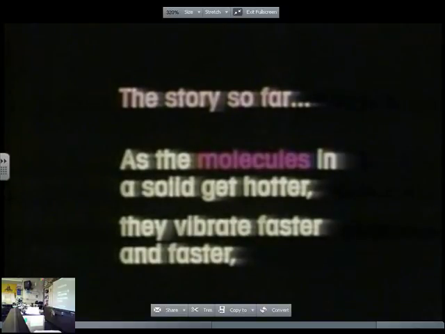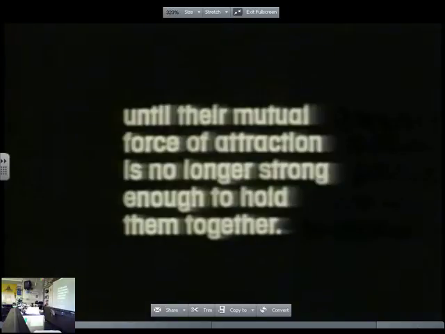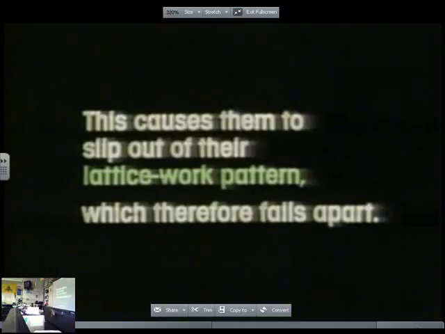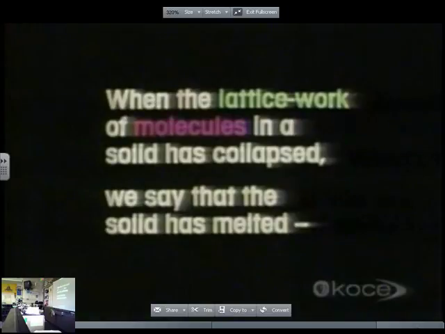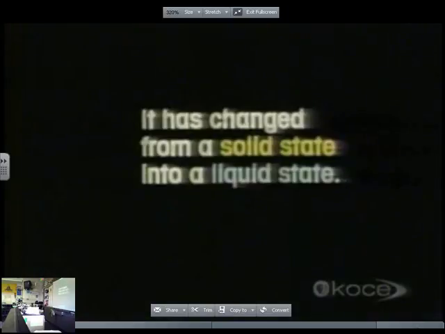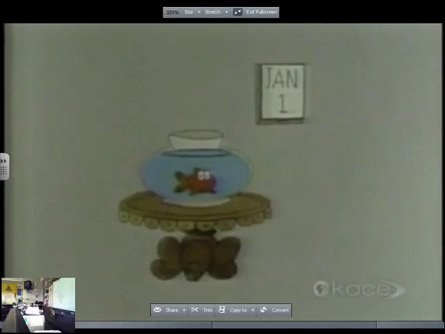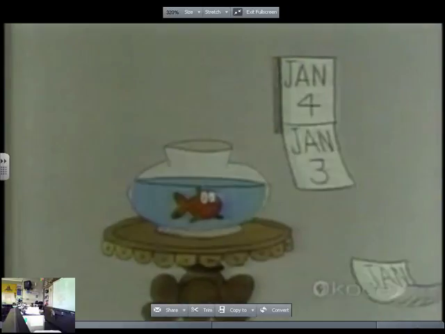The story so far. As the molecules in a solid get hotter, they vibrate faster and faster, until their mutual force of attraction is no longer strong enough to hold them together. This causes them to slip out of their latticework pattern, which therefore falls apart. When the latticework of molecules in a solid has collapsed, we say that the solid has melted. It has changed from a solid state into a liquid state. And now, evaporation and condensation.